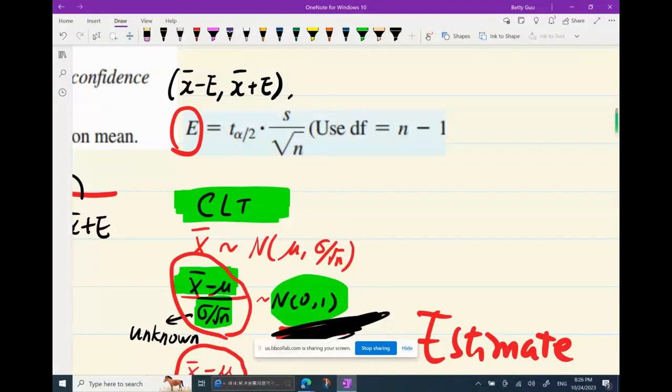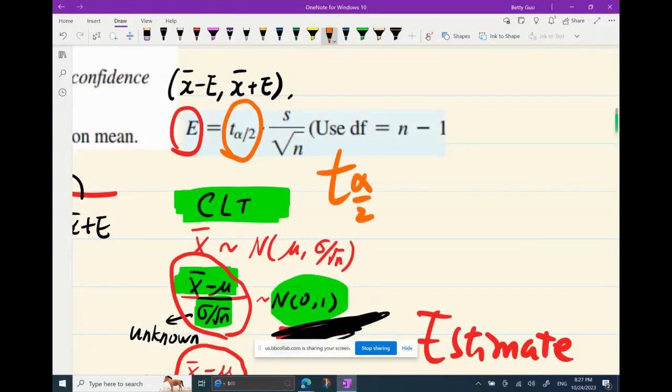For us, just know a very important thing about the T distribution is the degree of freedom. T distribution has degree of freedom n minus 1. N is the sample size. So degree of freedom is the sample size minus 1. That's all we need to know. Okay? Yeah, so why do we need to explain that? Because in order to find the margin of error, we need to know T, the critical T value. Don't worry about that.